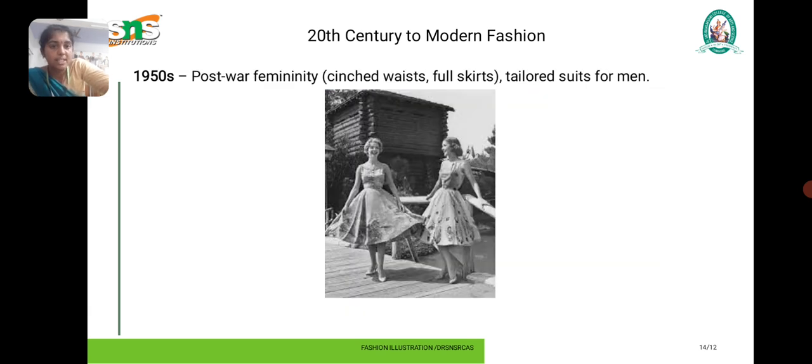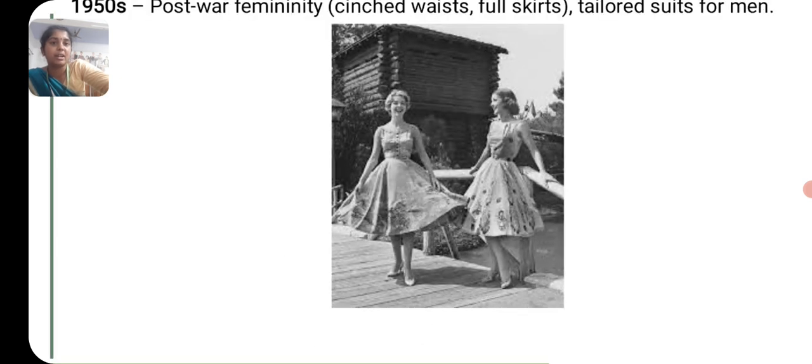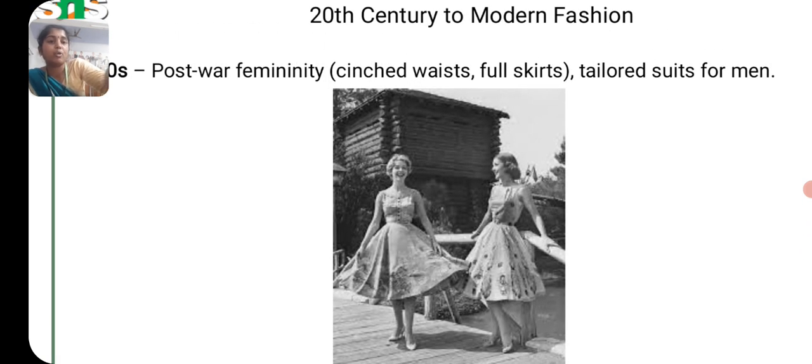1950s, post-war femininity: cinched waist, full skirts, and tailored suits for men. They mainly concentrated on a tight waist with a flared skirt. Flared means having more fall.